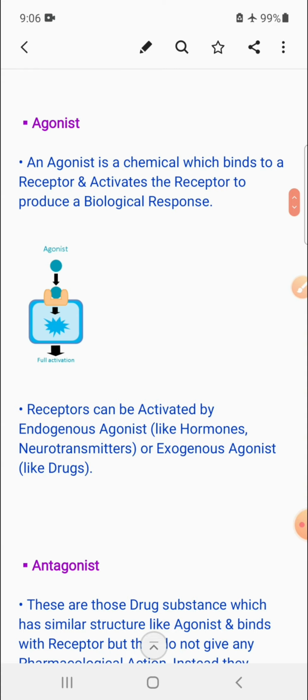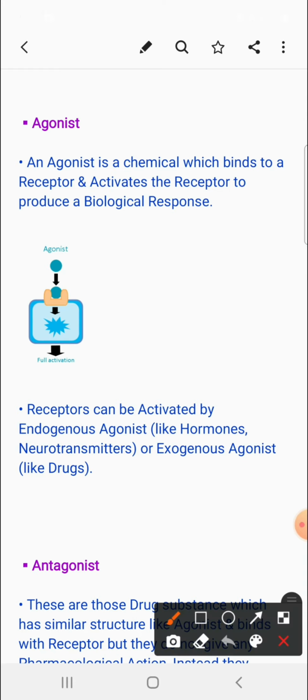Moving to the main term, that is agonist. An agonist is a chemical which binds to a receptor and activates the receptor to produce a biological response. As in the figure, we can see this is the binding site, where the drug binds to a receptor and activates the receptor to produce a biological response.